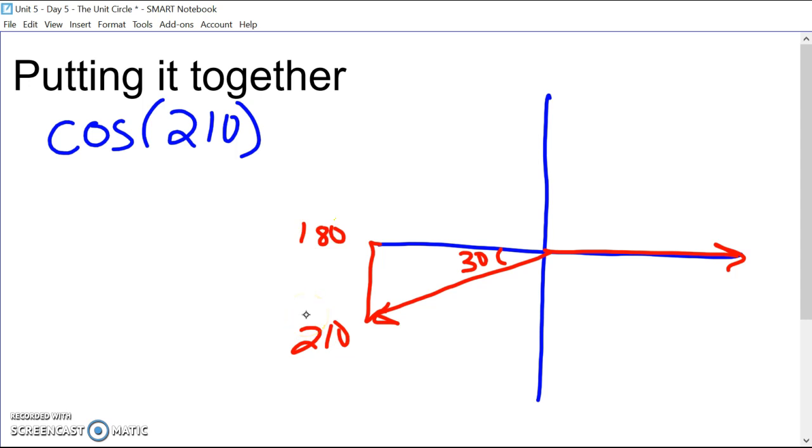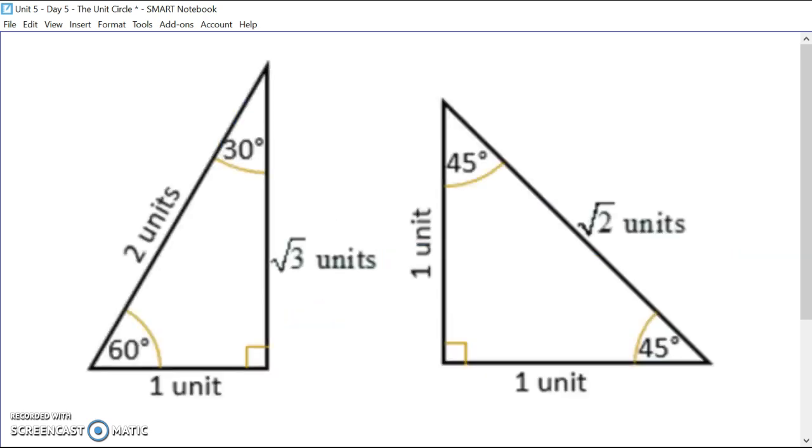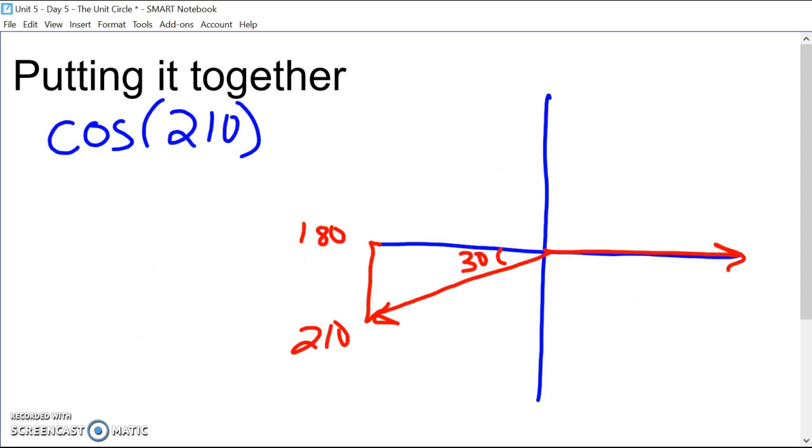From there, if I go back and look at my 30 degree triangle, I see my hypotenuse is 2, my short side is 1, and my long leg is the square root of 3. I can move that over here, the same idea. Hypotenuse is going to be 2, short one is going to be 1, and the long leg is going to be the square root of 3.